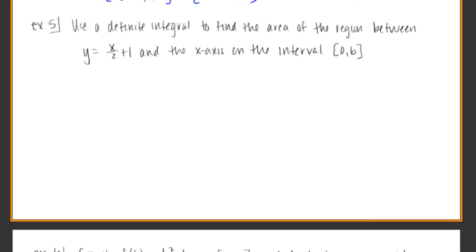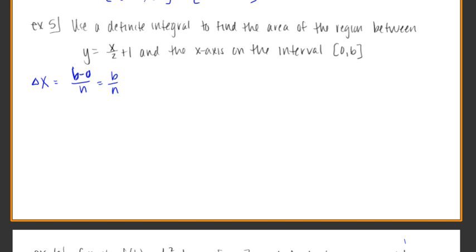Okay, example 5. We want to use a definite integral to find the area of the region between y equals x over 2 plus 1 and the x-axis over the interval from 0 to b. If we looked at this like the same problem we were doing in the last section, because we don't know how far we're going to go, we just know it's b, to find our areas we would divide up the region into rectangles. The width would be the difference, b minus 0 over n, so many subintervals, which would just be b over n. So that's normally what we would do, and then we would draw the rectangles and use the upper limit through everything.